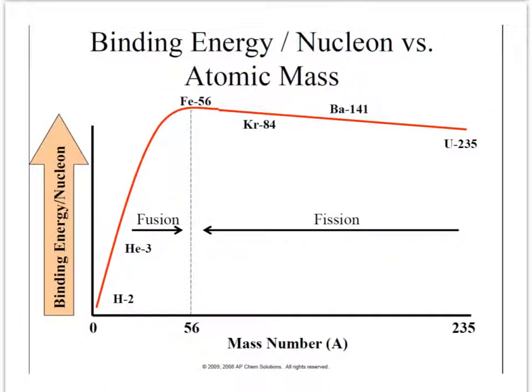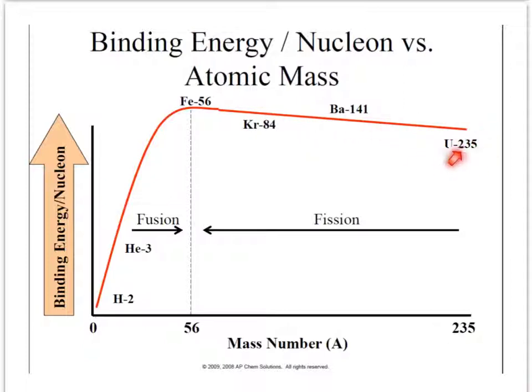Take a look at this graph real quick. This just shows the binding energy per nucleon versus the mass number. We can see that as you increase the mass, you also increase the binding energy until it gets up here to the elements with 56 nucleons. Once it reaches that critical point, it starts going back down again.